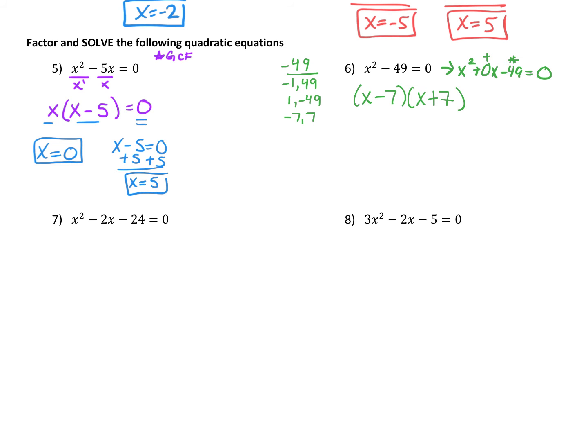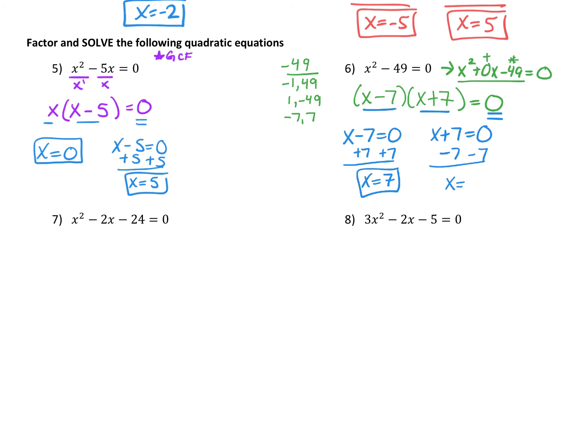So if I do x minus 7, x plus 7, that is going to be how I factor this equation. Now that it's factored, I'm going to set each of my factors equal to 0. So I'm going to set x minus 7 equal to 0 and x plus 7 equal to 0. And then I'm going to solve each one of these. So I'm going to add 7 and subtract 7. And so I get two answers of positive 7 and negative 7.